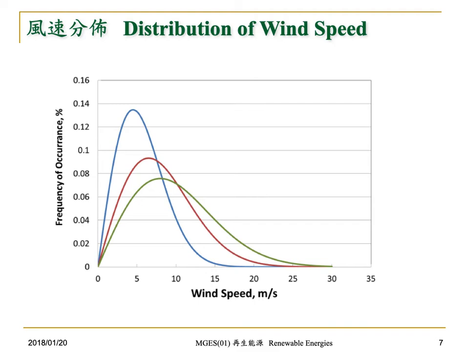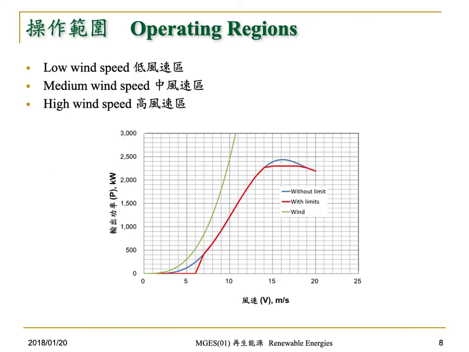And this is the typical distribution of wind speed, but this one is just theoretical, based on probability. But for the actual wind turbine operation range, you may see that you can divide it into low wind speed, medium wind speed, and high wind speed.